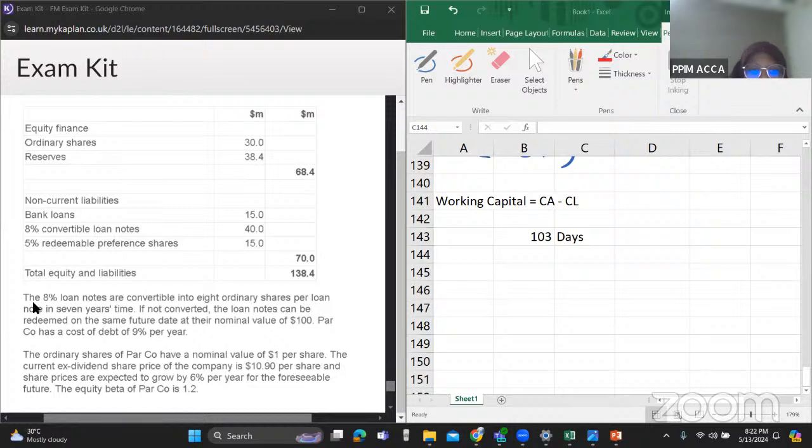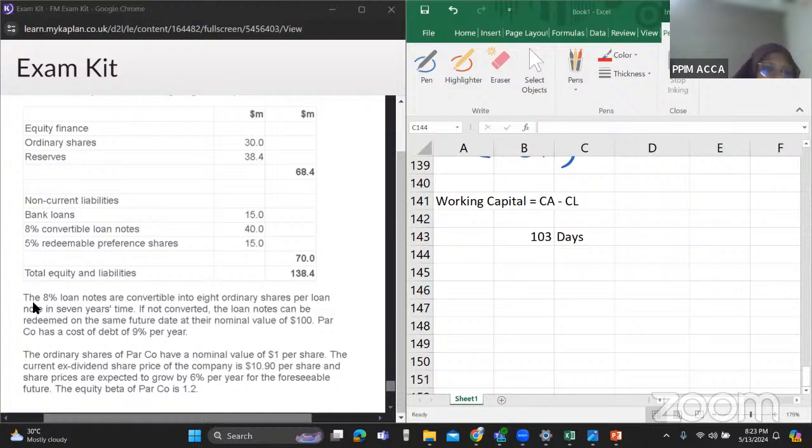If they don't convert it, then the loan notes can be redeemed on the same future date at a nominal value of $100. So the loan note holder, he has an option. If he wants, he can take these 8 ordinary shares per loan note, or he can ask you to pay $100 per loan note. Whatever he chooses, you should be able to do as a company. Obviously, the loan note holder will choose the one that gives him the highest return. Okay, so if the shares are giving him a higher return, he will take that. If the redemption in cash is giving him the higher return, he will take that. Power company has a cost of debt of 9% per year. So that's given to you, KD.